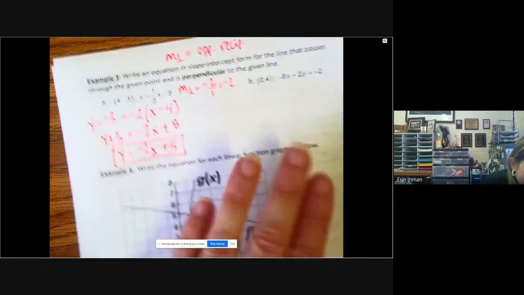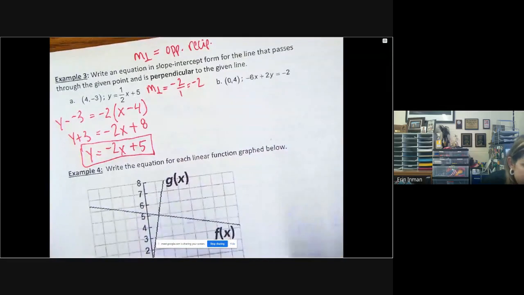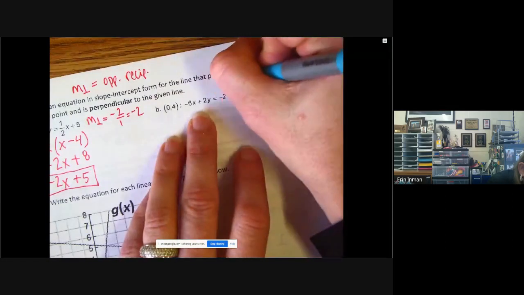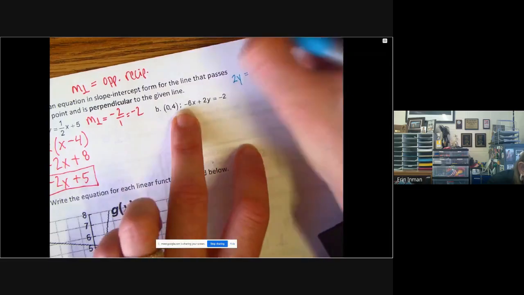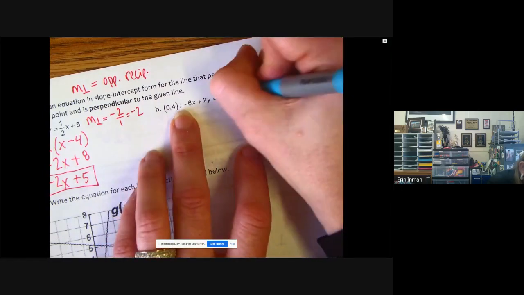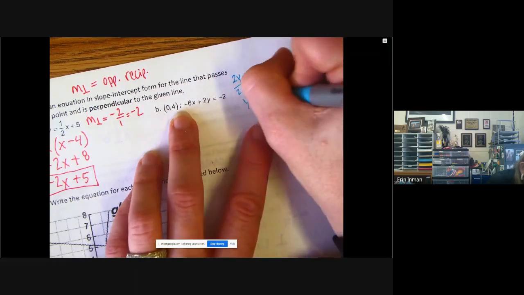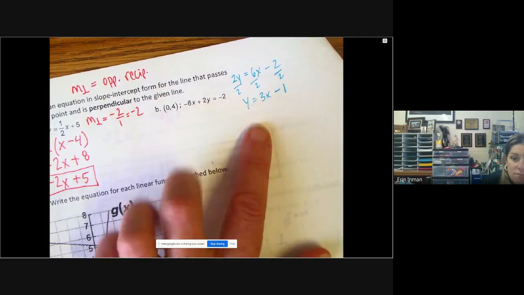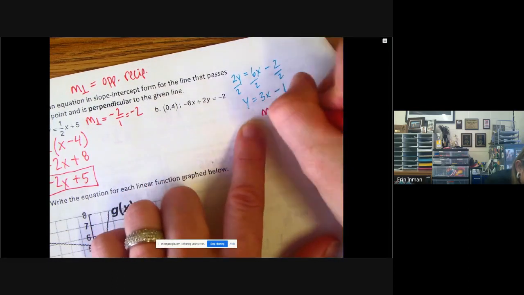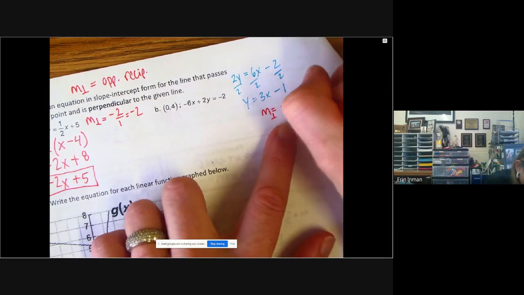Okay, in the second example, again, notice we're in standard form. So let's just practice writing this in slope-intercept form. 2y, move the -6x to the opposite side with the opposite sign. Divide everything by 2. I get 3x minus 1. Okay. All I'm really concerned with is the slope of 3, because my perpendicular slope would be -1/3.